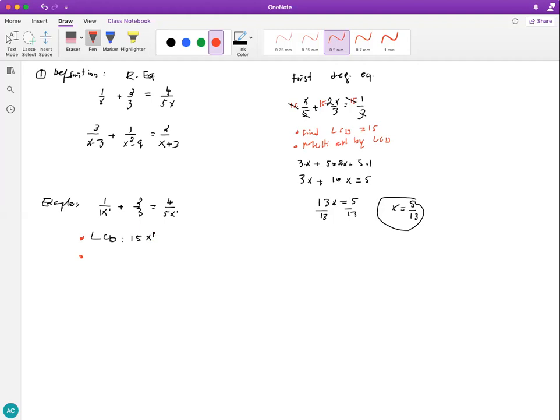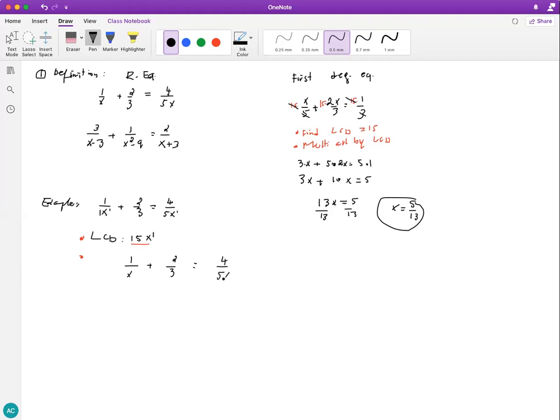And what do we do with that LCD now? Now we're going to simplify. First, we're going to put that LCD next to each fraction. So let me rewrite the equation again. I'm going to put this next to each one. So 1 over x plus 2 over 3. Just 3.